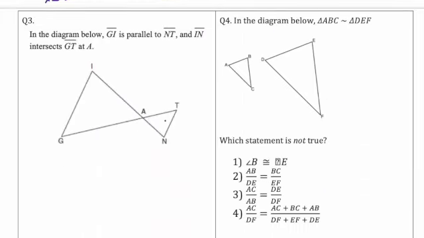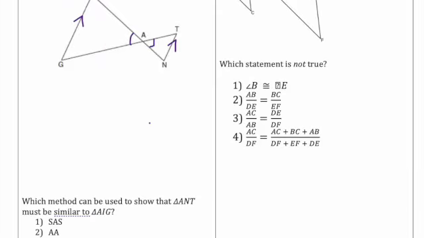So in the diagram below, GI is parallel to NT, and IN intersects GT at A. Okay. So which method can be used to show that triangle ANT must be similar to triangle, and this is a mistake here, this should be AN. So I know this because I can use my angles.